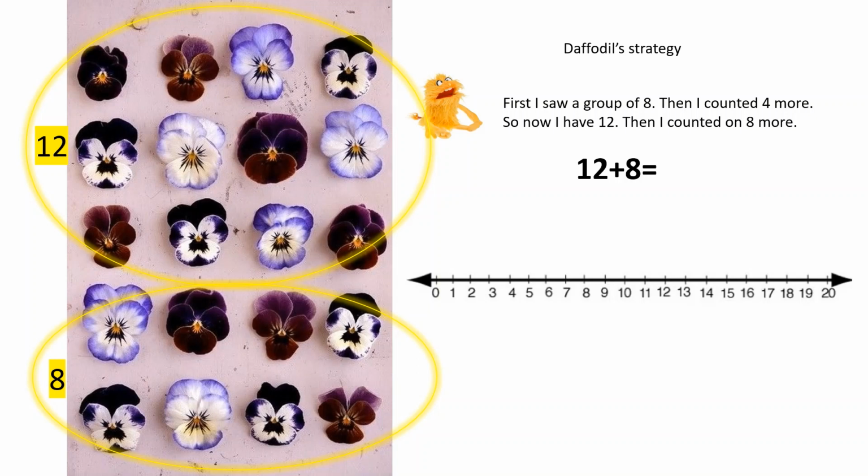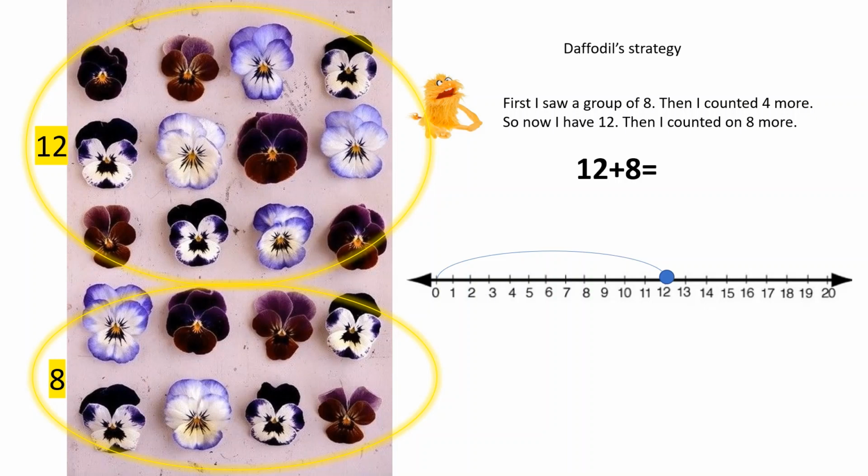No, Daffodil said she's doing a counting on strategy. If I started at 0, I'd be doing a counting all, and that's not what she said she did. So how can we show counting on? Yes, we can start our counting at 12, a bigger addend than 1. What might Daffodil do next when she says she counted on 8 more? All right, let's count with Daffodil, making sure we're counting 8 jumps.